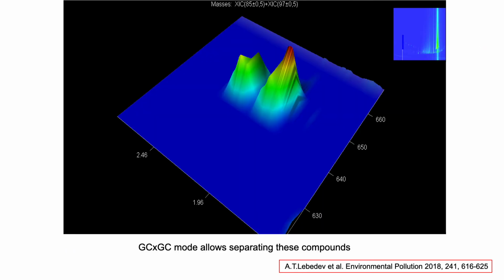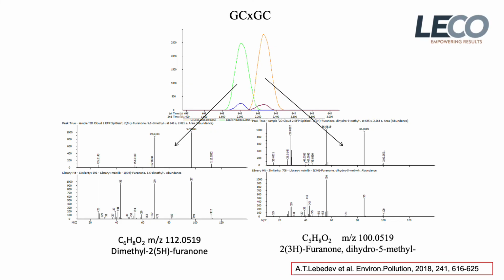However, when you add the second column, a polar column, you get two separated peaks. And then you have two nice mass spectra. You can carry out library search very efficiently and you get the final answer. We have two furanones.